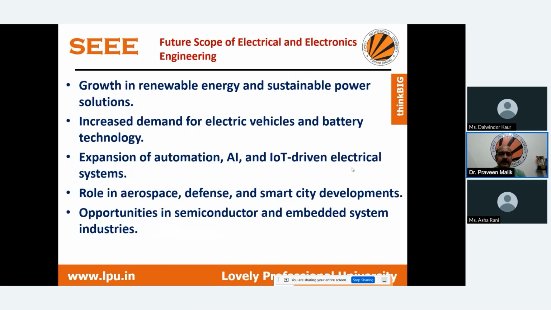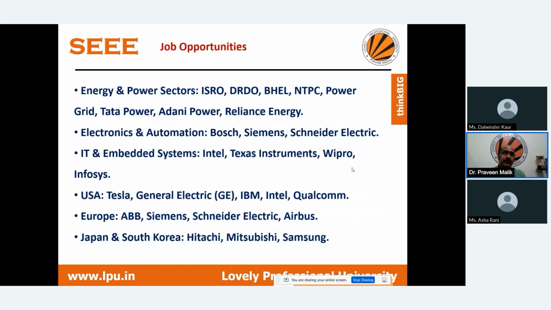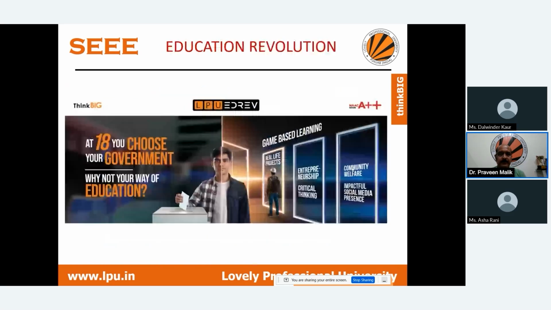The future scope of EEE is growth in renewable energy and sustainable power solutions. Yes, expansion of automation, IoT, AI-driven electrical systems, and a role in aerospace, defense, and smart city development also. Now, as far as job opportunities are concerned, companies more focused toward EEE are BEL, BHEL, NTPC, Power Grid, Tata Power, Adani Power, or Reliance Energy as well, which are more towards electrical and electronics both. But yes, of course, along with this, there are certain more, like Siemens, Bosch, and yes, of course, Texas Instruments, Wipro, Infosys, and Intel are also there, those who are working in the same field. If you are looking for a job, you can target those also.